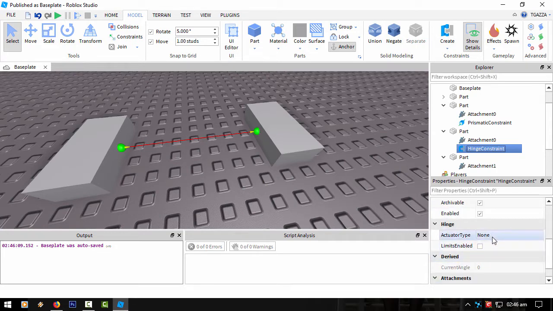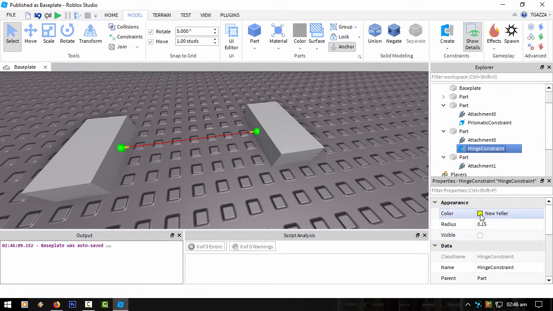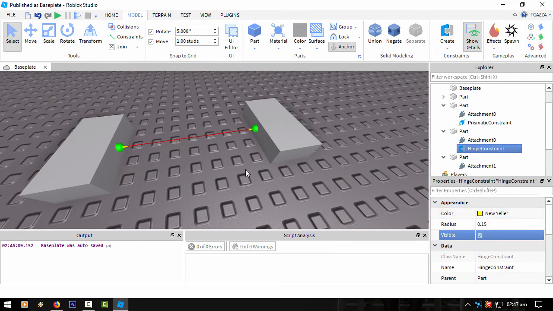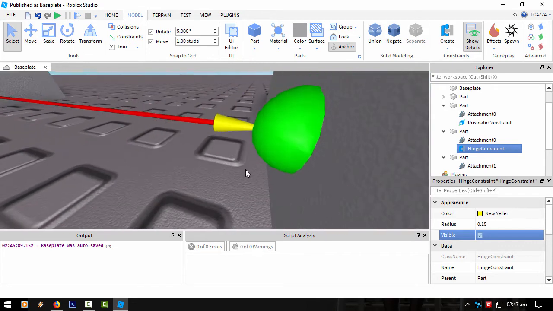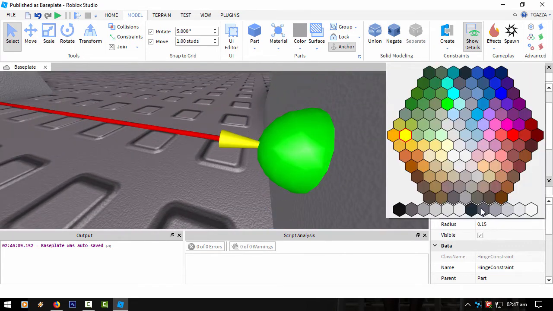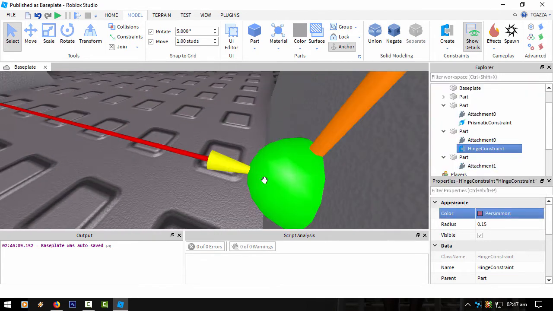Right, so basically that is the colour of the hinge if you want to show it. It won't really matter here, but there we are. That's actually the hinge there, that yellow thing. I think you can actually change that, maybe not.